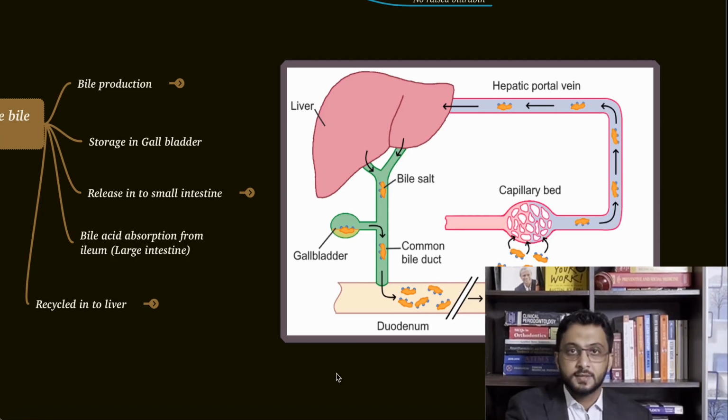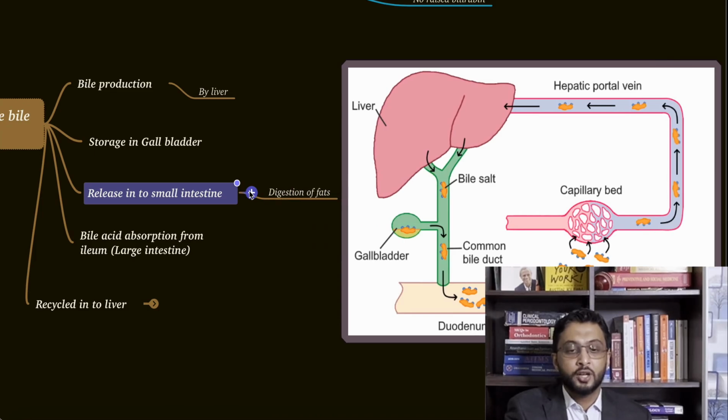In bile acid metabolism, bile is produced in the liver. Then it goes into the gallbladder for storage. You have to understand where exactly the malabsorption problem happens. From the gallbladder it is released into the small intestine. Here the digestion of fat happens. Please note, bile acids are important in the digestion of fat.